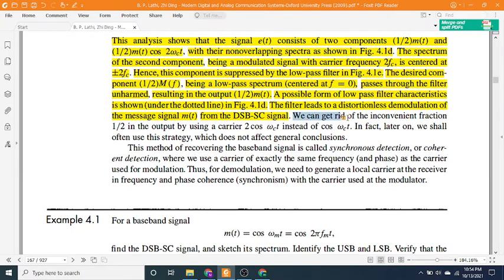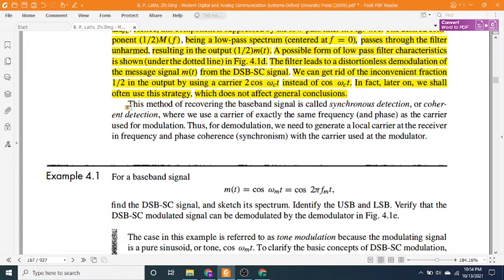We can get rid of the inconvenient fraction 1/2 in the output by using a carrier 2 cos ωct instead of cos ωct. In fact, later on, we shall often use this strategy, which does not affect general conclusions. This method of recovering the baseband signal is called synchronous detection, or coherent detection, where we use a carrier of exactly the same frequency and phase as the carrier used for modulation. Thus, for demodulation, we need to generate a local carrier at the receiver, in frequency and phase coherence, or synchronism, with the carrier used at the modulator.